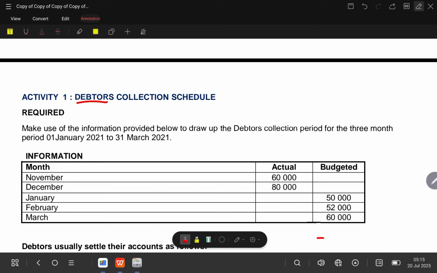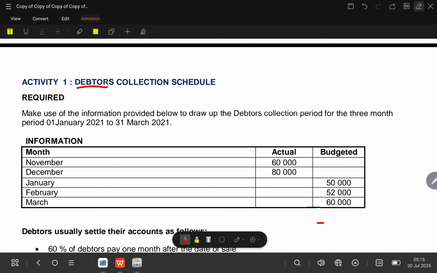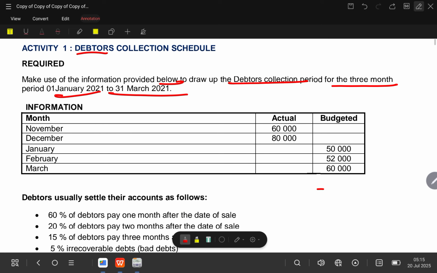And then obviously, in order for you to do that, you need to be given a specific budgeted period so that you can know how many months you are preparing the collection for. Here they're saying make use of the information provided below to draw up the debtors' collection schedule for 3 months, which is from January up until the 31st of March 2021. And then they've given you actual sales and budgeted sales.